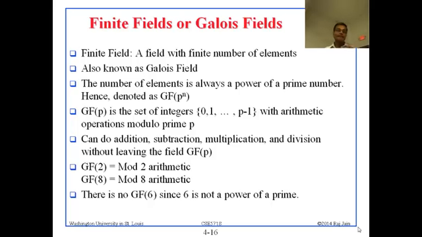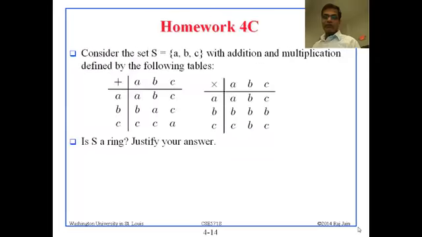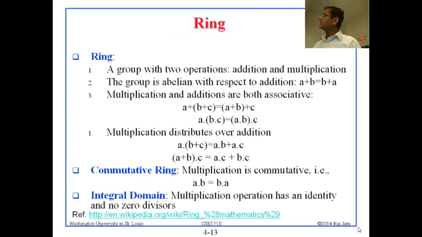Now, the next term is finite field. Now, finite field should be clear. It has just a finite number of elements, but the name is Galois field. So next time you hear the word Galois field, you know that it is basically a finite field. That means it has all these properties: three properties plus commutative plus inverse and identity.